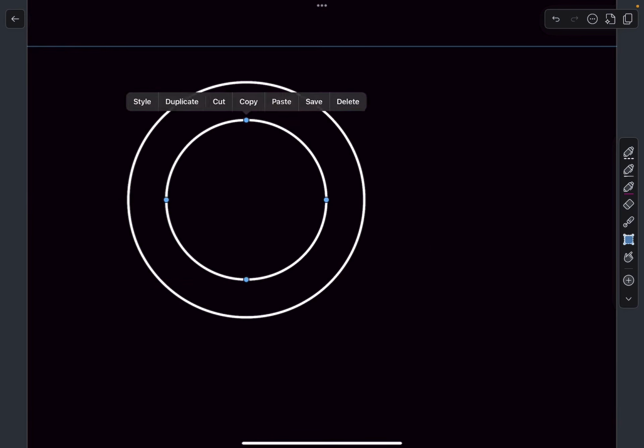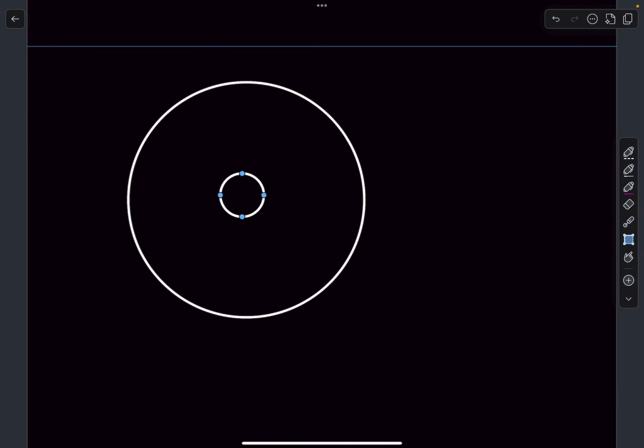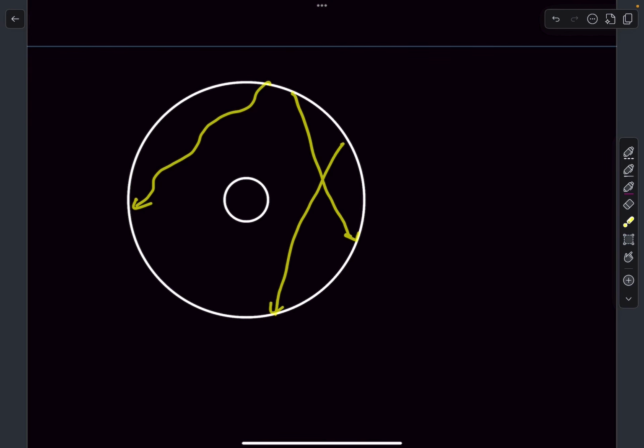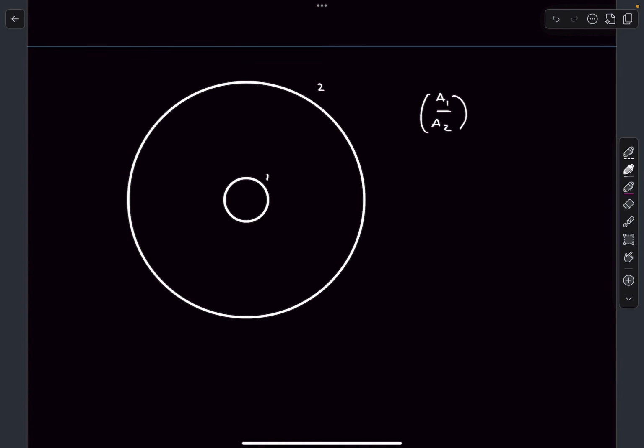So if, let's say, we make the inner shell very small, then of course we know that most of the radiation that leaves the surface will come back and hit the outer shell itself. So a very small fraction of the radiation will hit the inner shell. Let's say this is shell number 1, this is shell number 2. In this case, A1 by A2 is very small, and therefore a very small fraction of the heat will hit the inner shell.